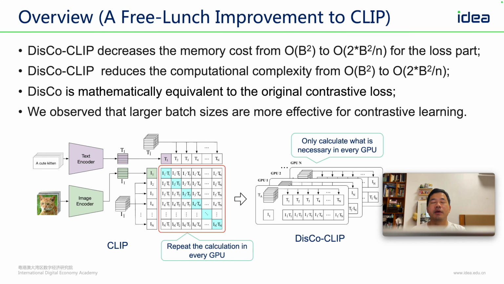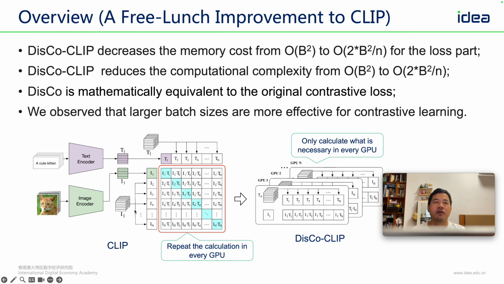Okay. First, let me highlight the contributions of this paper. In this paper, we proposed DisCo-CLIP, a free lunch improvement to the original CLIP. DisCo-CLIP can reduce the GPU memory cost and also reduce the computational cost. And mathematically, distributed contrastive loss is equivalent to the original contrastive loss. It is not an approximation, it gives exactly the same result as the contrastive loss. And from our experiments, we also found that large batch size can further improve the performance of contrastive learning.